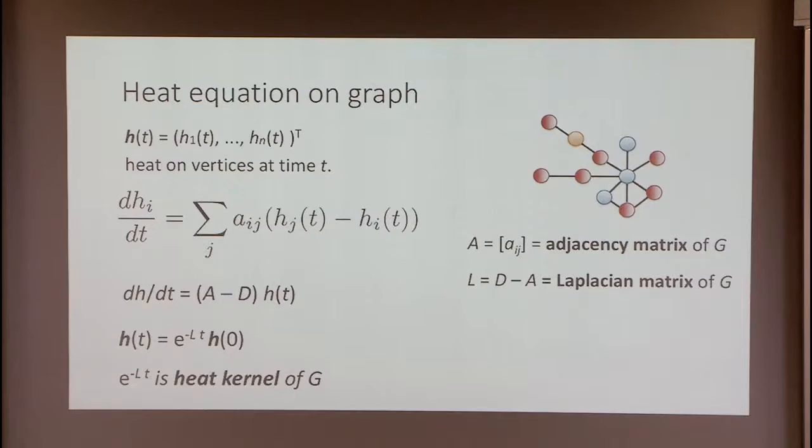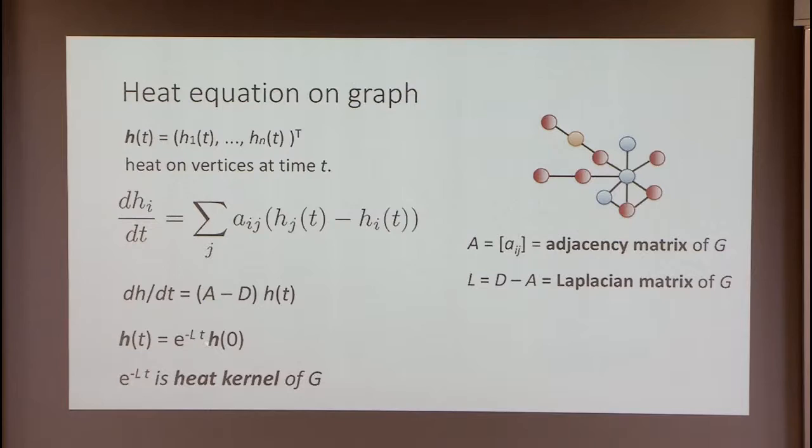The heat equation, you might remember if you ever took differential equations, is an equation that describes how heat flows in space. You can do the same thing on a graph. The rate of change of heat is just proportional to the difference in heat along adjacent vertices. You can write this differential equation in terms of the adjacency matrix, or really in terms of what's called the Laplacian matrix of the graph. And you can solve it, and the solution is just given by a matrix exponential.